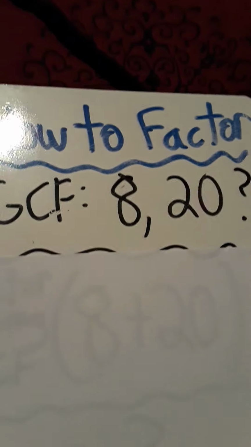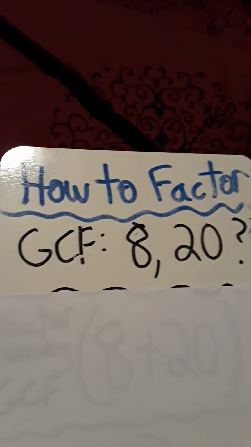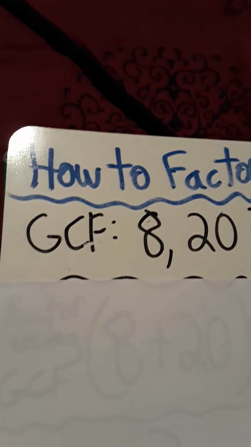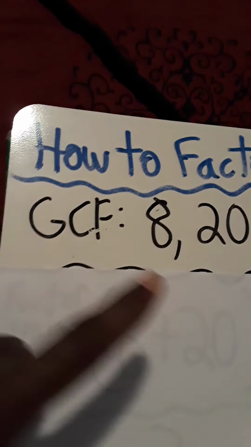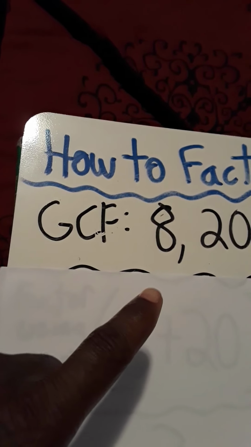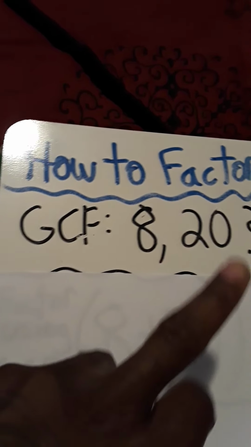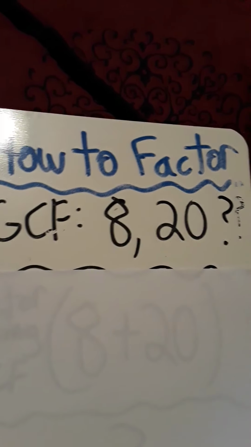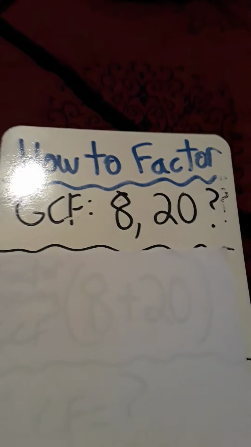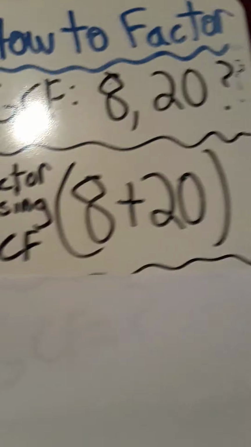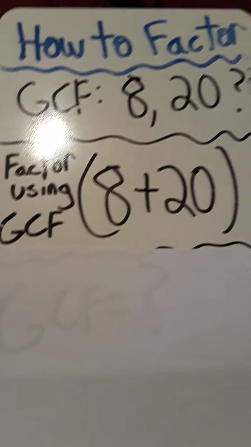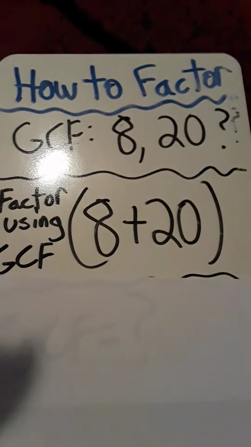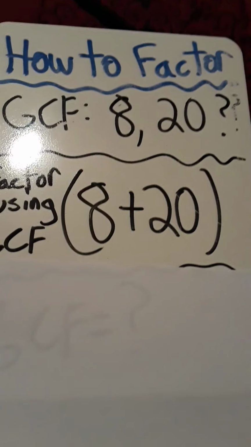First of all, let's cover some of this up. So, in order to factor, you first got to be thinking about what is the GCF of 8 and 20. Now remember, GCF means you have to list the factors. Factors of 8: 1 times 8, 2 times 4. Factors of 20: 1 times 20, 2 times 10, 4 times 5. So, keep that in mind. Now, with factoring, we need to factor the GCF out of 8 and 20.